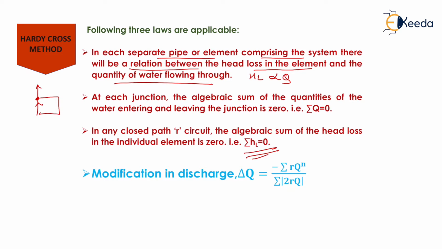Clear? Now we need to determine from here the modification factor, that is delta Q, and it will be equal to minus summation of rQ to the power n upon summation of nrQ to the power n minus 1. Now for the calculation of flow through each pipe by the Hardy Cross method, we need to find the modification factor and we need to solve the question till the modification factor delta Q becomes equal to 0. Clear?